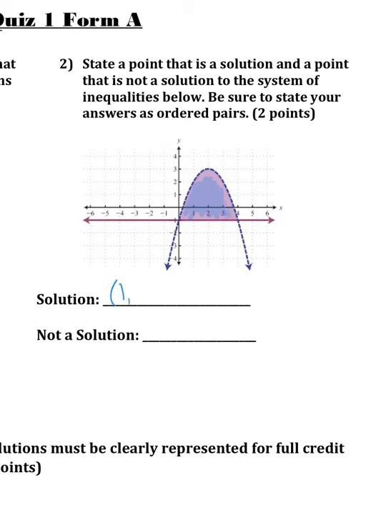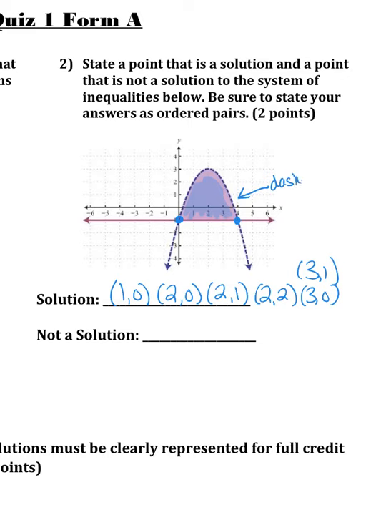I could have said 1, 0, 2, 0, 2, 1, 2, 2, 3, 0, 3, 1. Any of those would be solutions. The points where they intersect in this case are not solutions because this line is dotted. So if that line is dashed, these guys are not solutions to this system of inequalities.